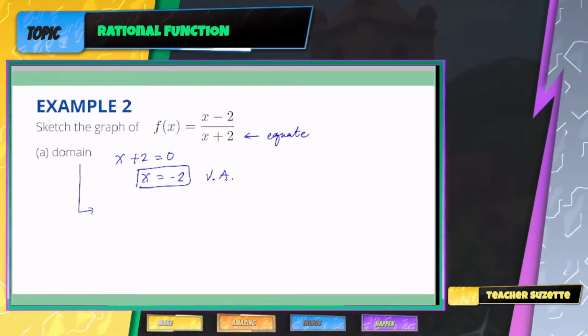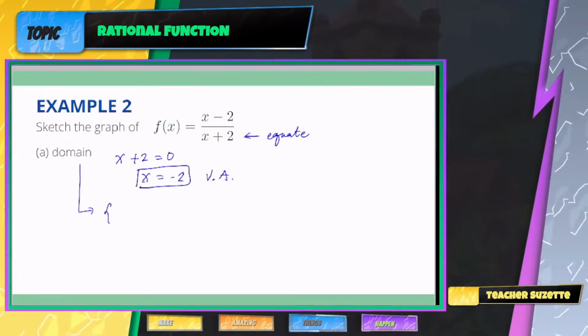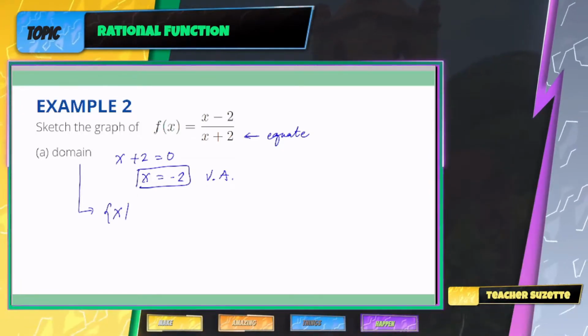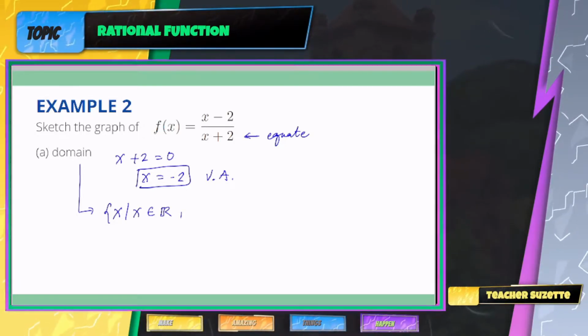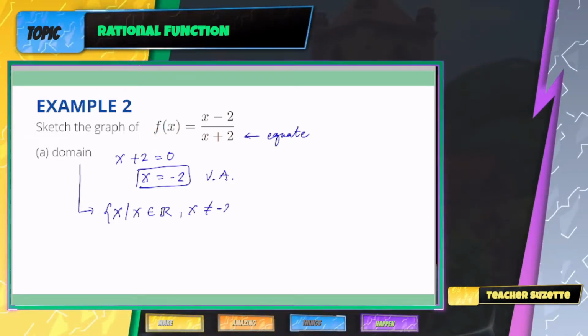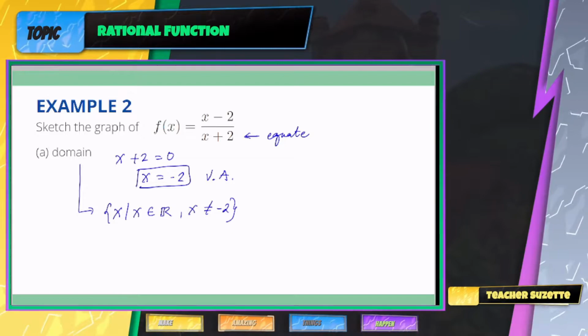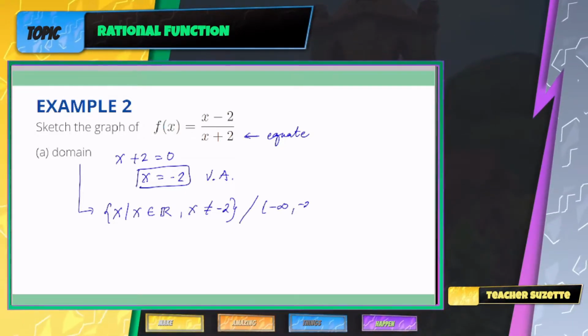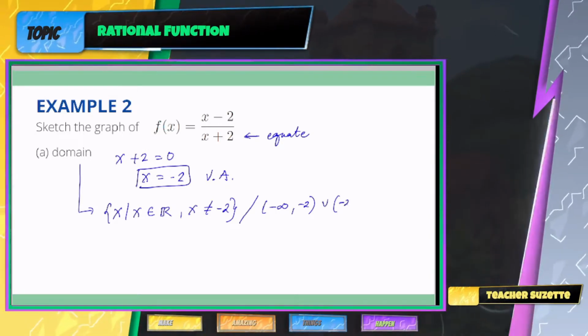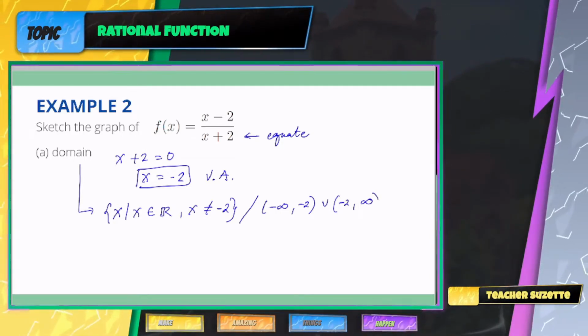So your domain here will be x such that x is a set of real numbers where x is not equal to negative 2, or negative infinity to negative 2, union negative 2 to positive infinity.